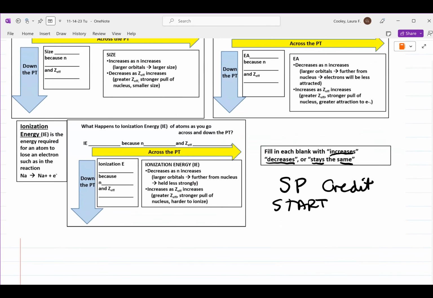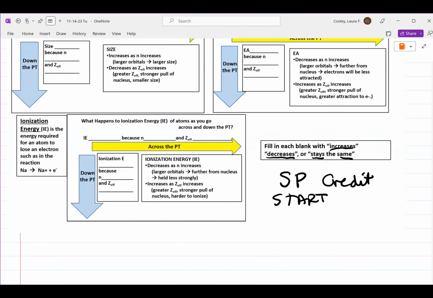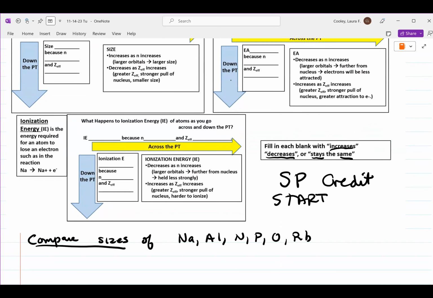If you're just sitting there, some of you have finished this very quickly. The next thing I'm going to do is this. Compare the sizes of these atoms. And I'm going to show you the best way to do that.